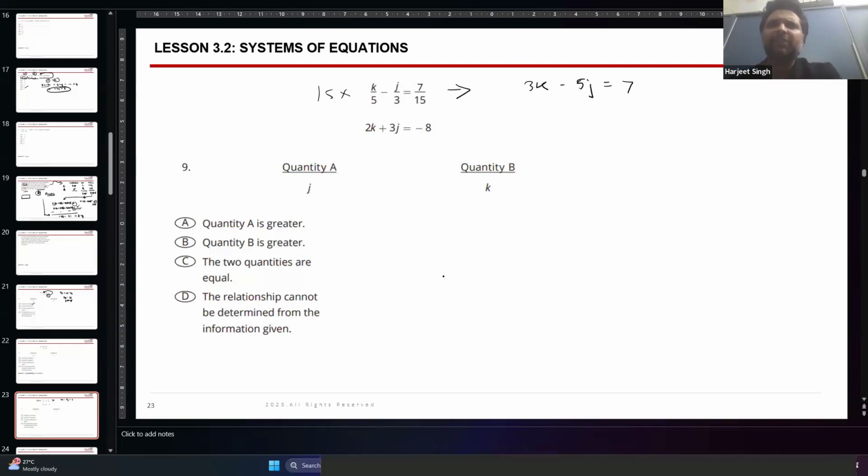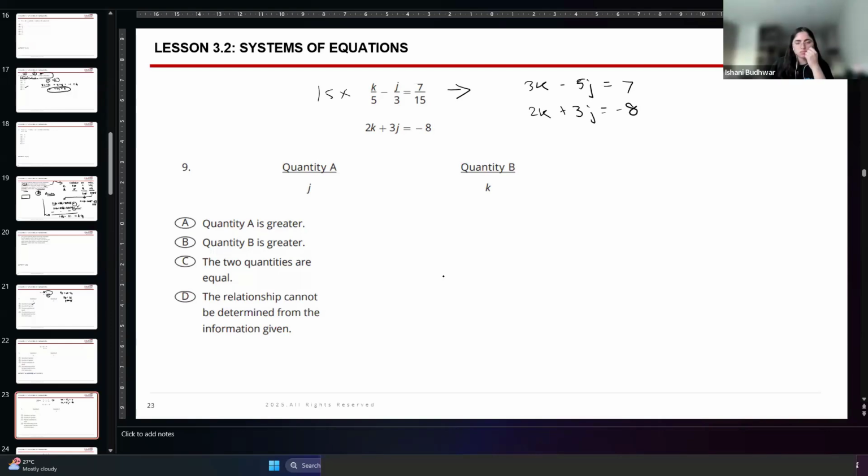So that's my first equation. Second equation is 2k plus 3j equal to minus 8. So now how do we eliminate?